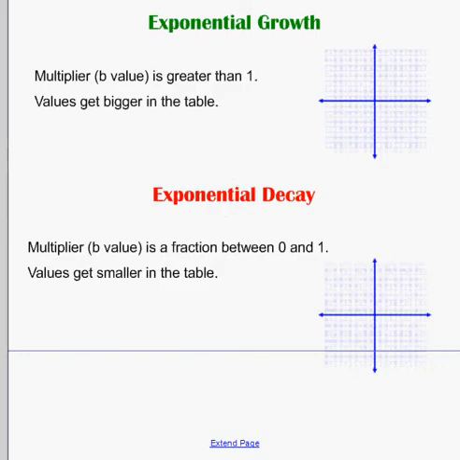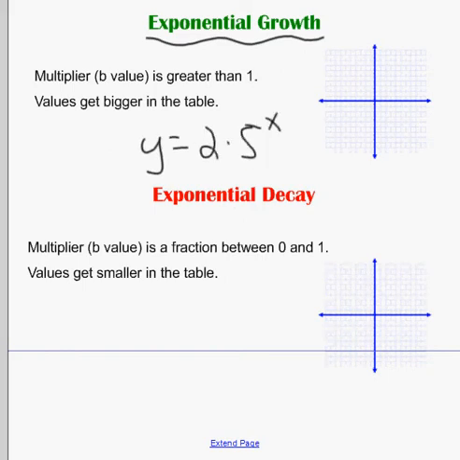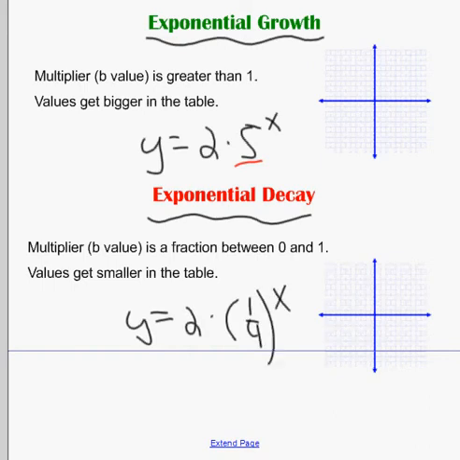Just as a reminder, these are terms that we went over the other day, exponential growth and exponential decay. For exponential growth, keep in mind, it is exponential growth if the b value is greater than 1. So what I just wrote down is an example of exponential growth because the b value is greater than 1. It's 5. Taking a look at exponential decay, it's the same idea except your b value will be less than 1. As an example, y equals 2 times 1 over 4 raised to the x is an example of exponential decay, again because the b value is less than 1.